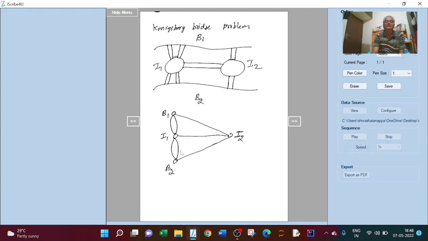Therefore we can define a graph G as a non-empty set V called the vertex set, that is the points, together with the set of edges, which let me denote by E. Every member of E is said to join two members of V. This is the definition of a graph. I am going to define the graph; I'll go to the next page.